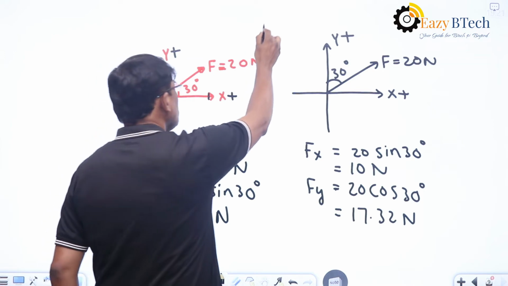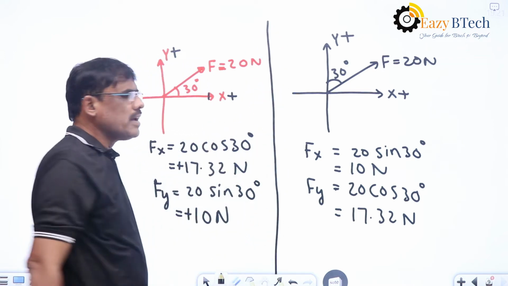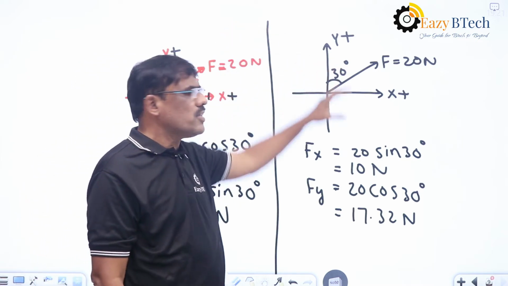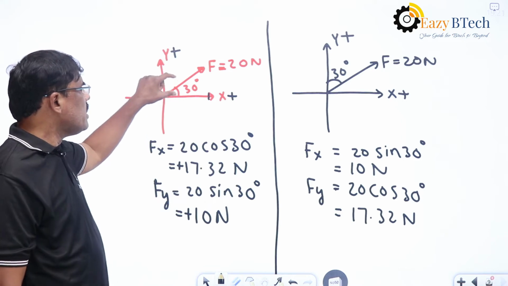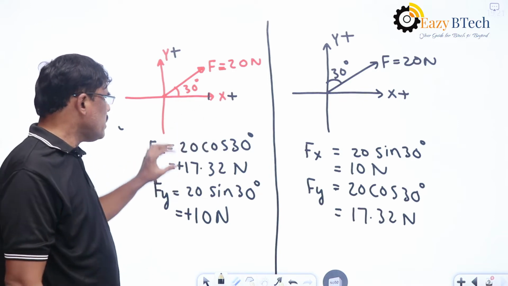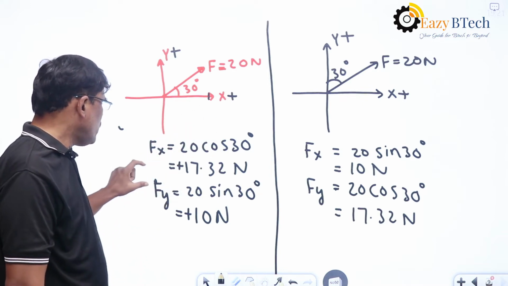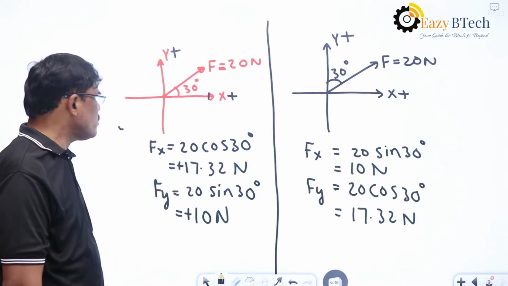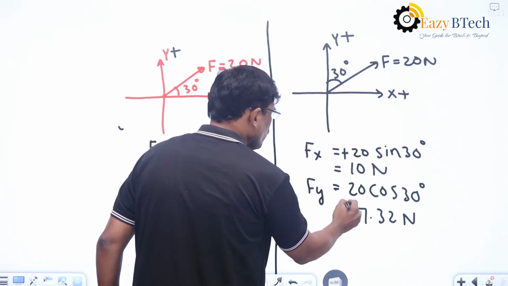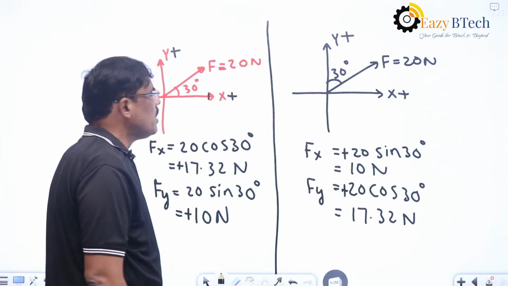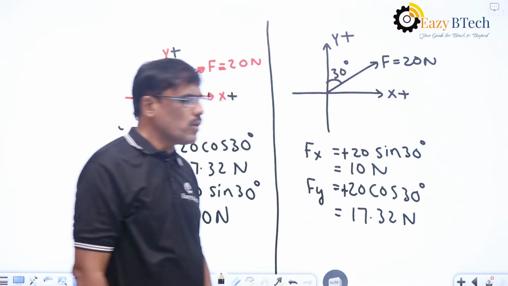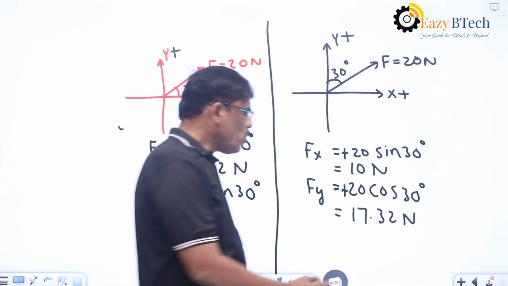So you observe this example carefully. I have taken the same magnitude, but it is making angle with x-axis in one case and y-axis in another case. When it is making angle 30 degrees with x-axis, Fx becomes the force multiplied by cos 30 degrees, and Fy becomes 20 sine 30 degrees. In both cases these are positive. So the force lies in the first quadrant, and according to the directions we have taken, Fx and Fy both are positive.